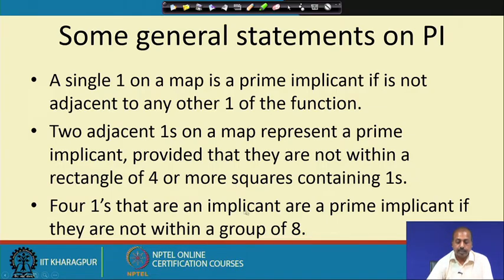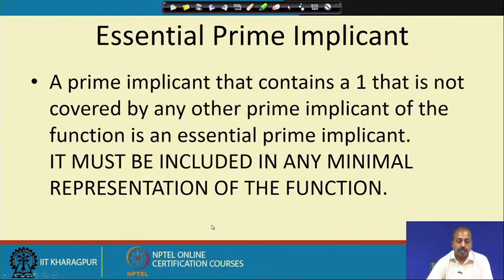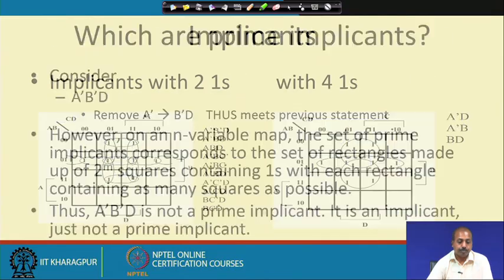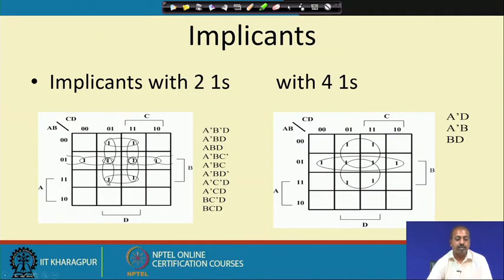Similarly, 4 ones that are an implicant are a prime implicant if they are not covered within a group of 8. So, you can just go back to this example. These are all implicants, but this one is not a prime implicant because it is covered in some larger sized implicant. Similarly, these 4 ones form a quad. This is a prime implicant because it is not covered by some sort of octet.